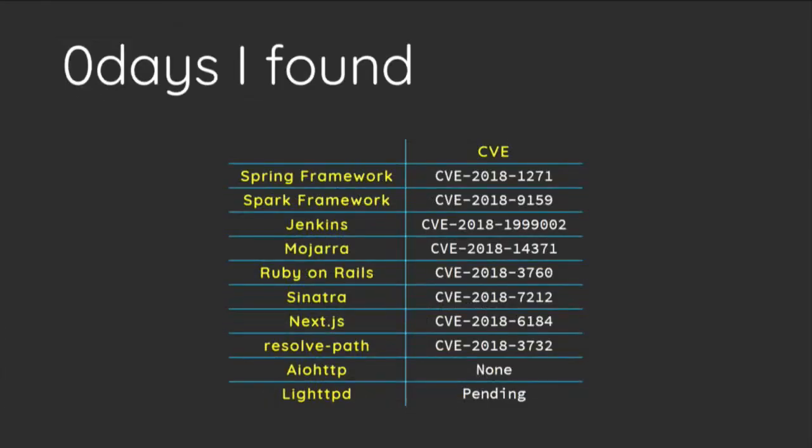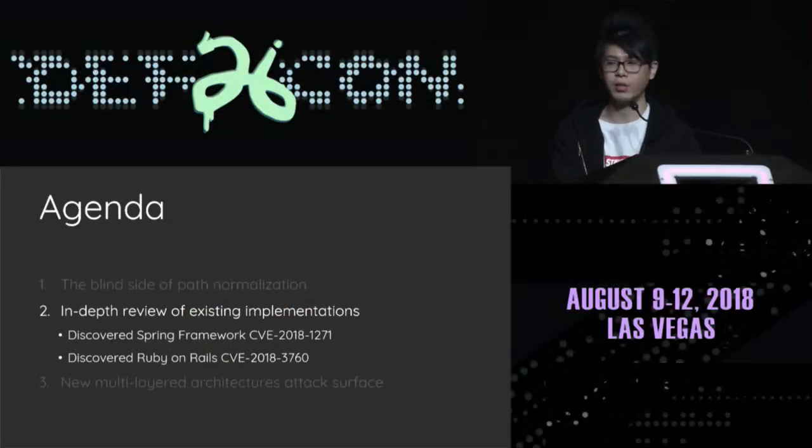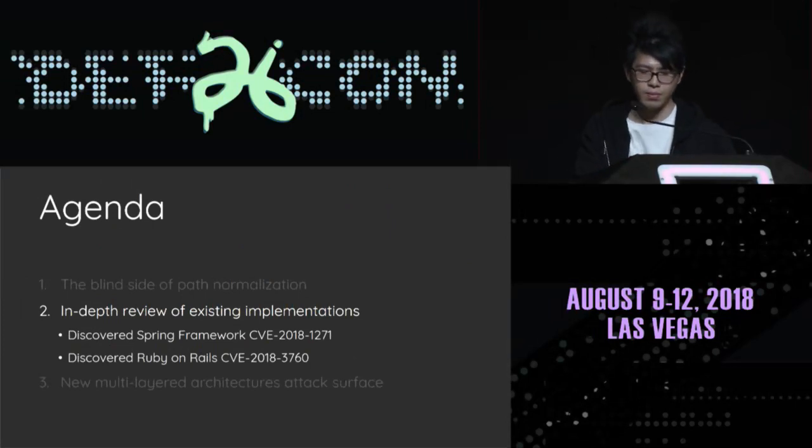For the past several months, I started to review the path normalization and parser parts of web applications. Of course, we found several problems in diverse implementations, and here is the list. The next section is an in-depth review of existing implementations. Due to time considerations, and because our new findings are more important, we will only show you two cases.